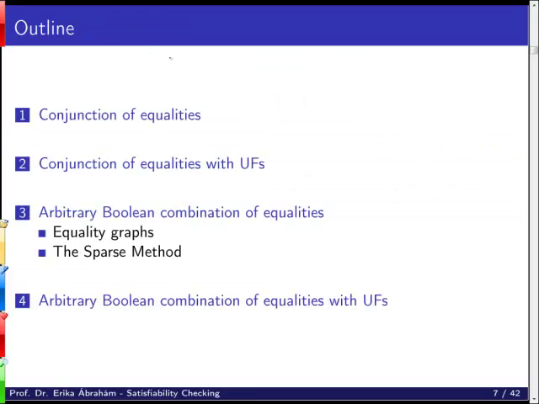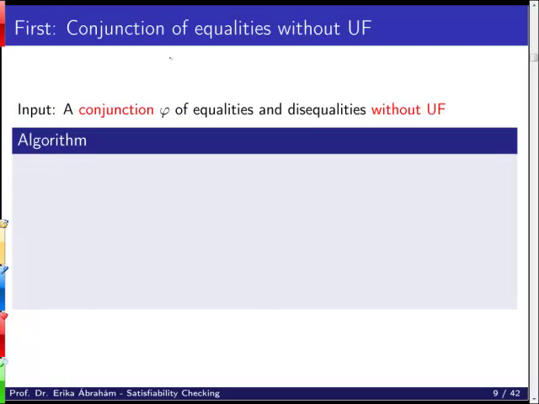So assuming that we don't have constants, what we do is we look at first only conjunctions. No arbitrary Boolean combination, but just conjunction of equalities. Then we will look at conjunction of equalities with uninterpreted functions, and then we look at arbitrary Boolean combinations. So today we will look just at the conjunctions, and let us start with equalities. So I have a conjunction of equalities and disequalities without uninterpreted functions. How could I check them for satisfiability?